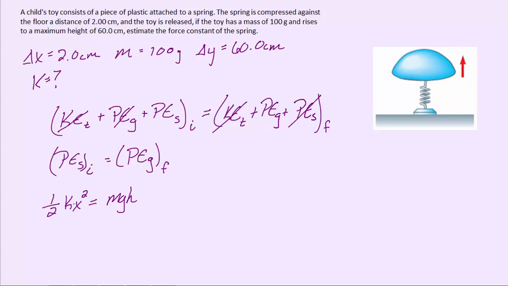So since we're trying to solve for our spring constant, we can rearrange our equation where we'll get k by itself, which will give us the equation that k equals 2 times our mass multiplied by our gravity times our change in our displacement in the y direction, divided by our displacement squared.